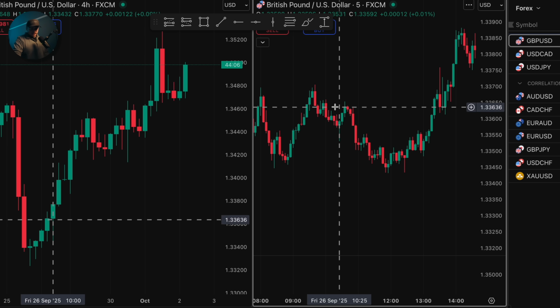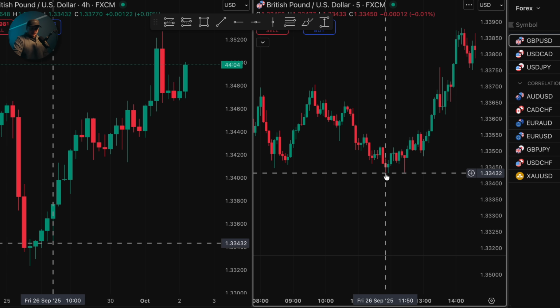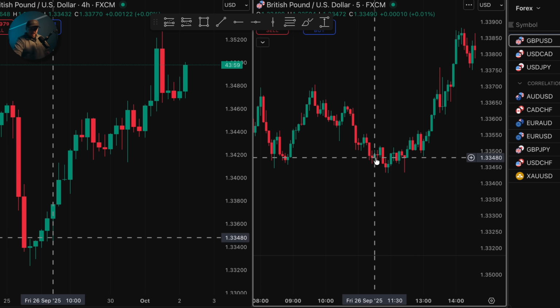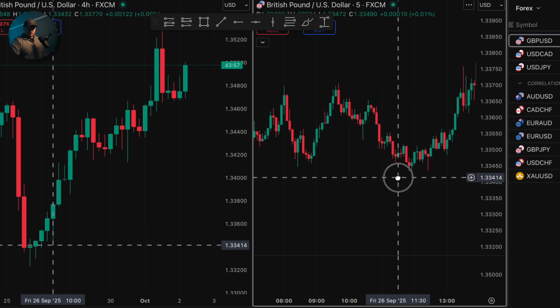Now with the 1-minute strategy, I was looking for lower lows and lower highs and then a shift and then a break of a high. It's a little bit more straightforward on the 5-minute charts. Really, we're just looking for breaks of highs.